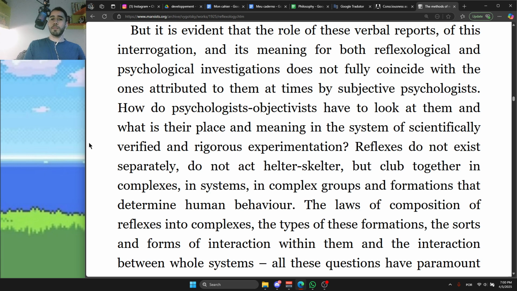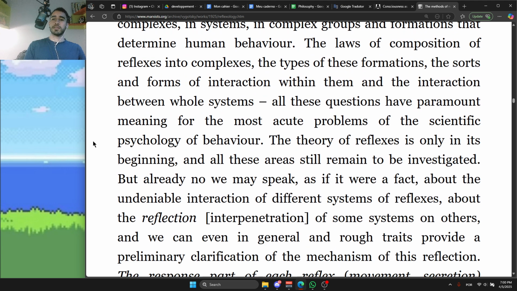Reflexes do not exist separately, do not act helter-skelter, but club together in complexes, in systems, in complex groups and formations that determine human behavior. The laws of composition of reflexes into complexes, the types of these formations, the sorts and forms of interactions within them, and the interaction between whole systems: all these questions have paramount meaning for the most acute problems of the scientific psychology of behavior. The theory of reflexes is only in its beginning, and all these areas still remain to be investigated.